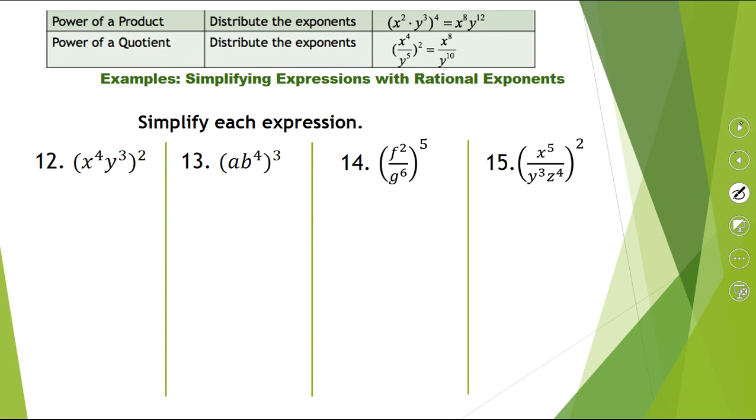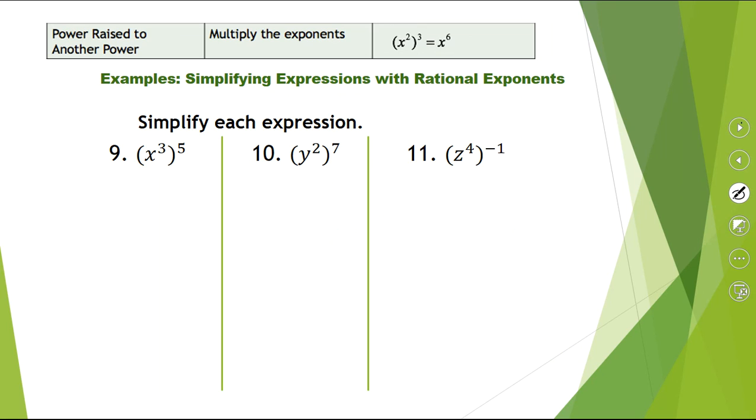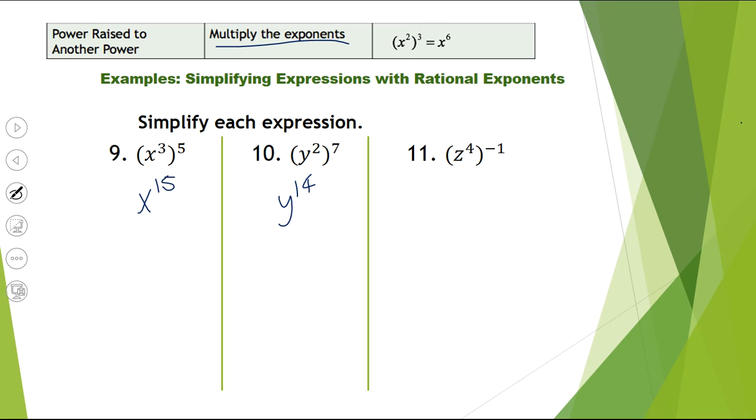Alright. Oop, moving too fast. Alright, power raised to another power, we're going to multiply these exponents. So x to the 3rd to the 5th is really x to the 15, because 3 times 5. Y to the 2nd to the 7 is y to the 14. And then z to the 4th to the negative 1 is z to the negative 4. But again, remember, we move this to the other side of the fraction if we have a negative exponent.